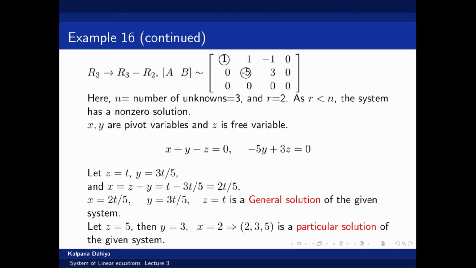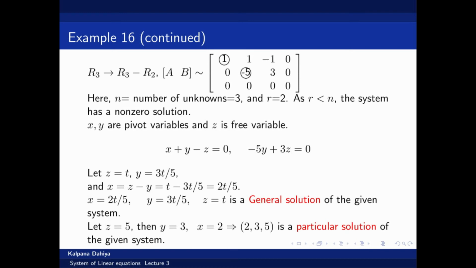After applying this elementary row operation, the augmented matrix is equivalent to this matrix with the first row as 1 1 minus 1 0, second row is 0 minus 5 3 0, third row is 0 0 0 0. Here we see that the rank of the augmented matrix and the rank of the coefficient matrix both are same and they are equal to 2, which is less than the number of variables. So we say that system has a non-zero solution. In fact, it has infinitely many solutions.